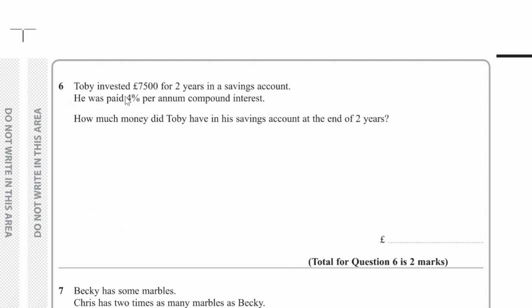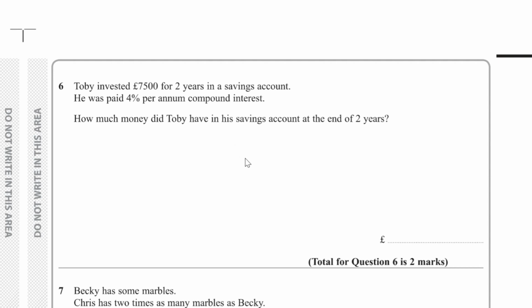Question number 6. Toby invested £7,500 for 2 years in a savings account. He was paid 4% per annum compound interest. How much money did Toby have in a savings account at the end of 2 years?